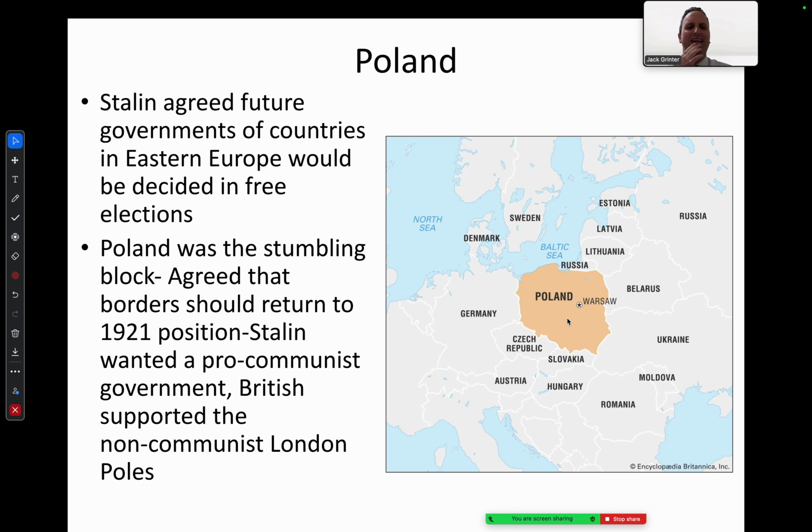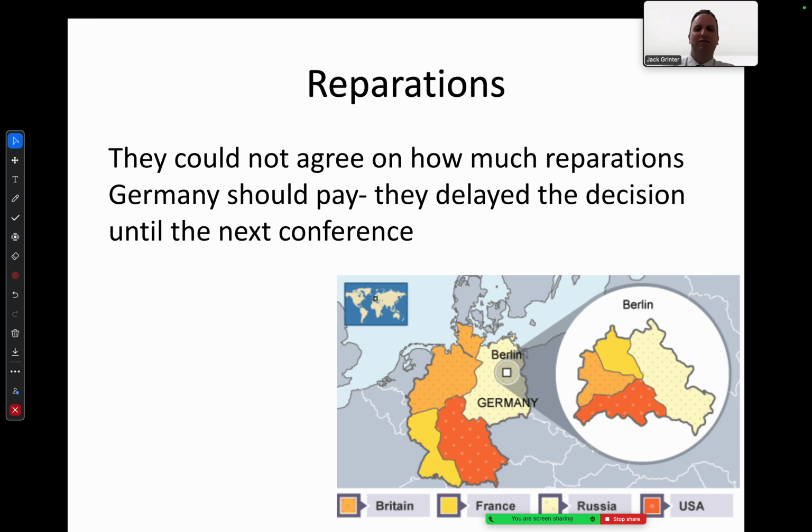And it was Poland that was the clear stumbling block at Yalta. So they both agreed where the border of Poland should actually be, but it was who should run Poland. So when Germany invaded Poland that started World War II, the Polish government came to London. We can call them the London Poles. Okay, so Britain and the USA supported them being able to return and govern the country, whereas Stalin wanted a more pro-communist government there. They also couldn't agree on how much reparations Germany should pay. Okay, so they delay the decision until the next conference.